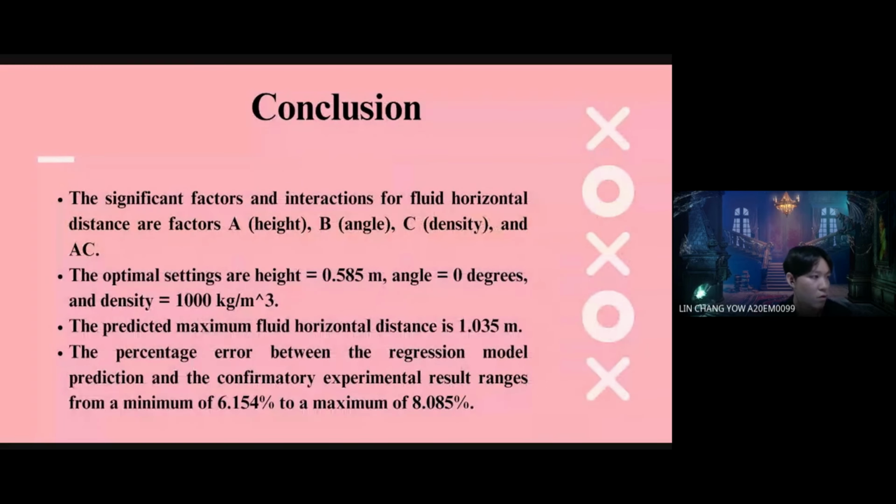Next. So for the conclusion, the significant factors and interaction for fluid horizontal distance are factors A, B, C, and AC. The optimal settings are height, angle, and density. The predicted maximum fluid horizontal distance is 1.035 meters, and the percentage error between the regression model prediction and the confirmatory experiment result ranges from a minimum of 6.154% to a maximum of 8.085%.